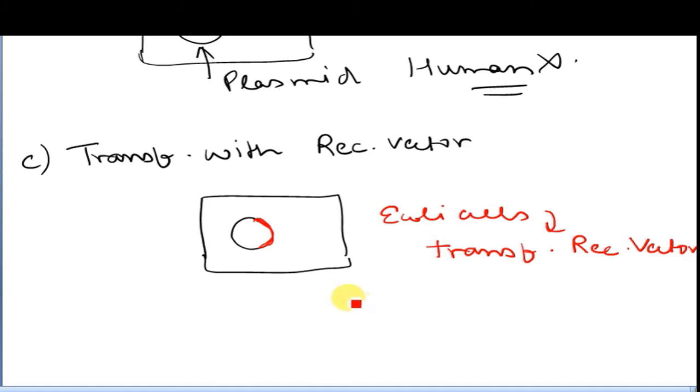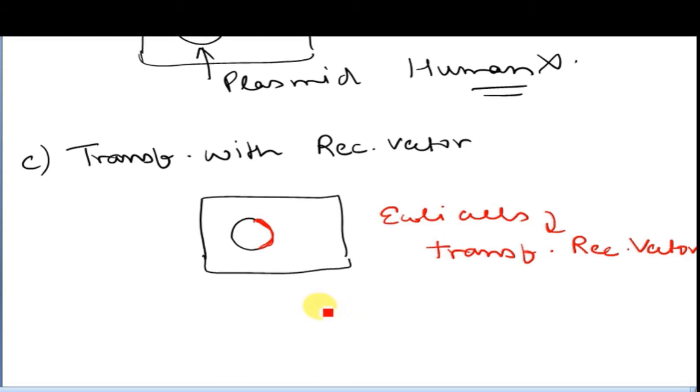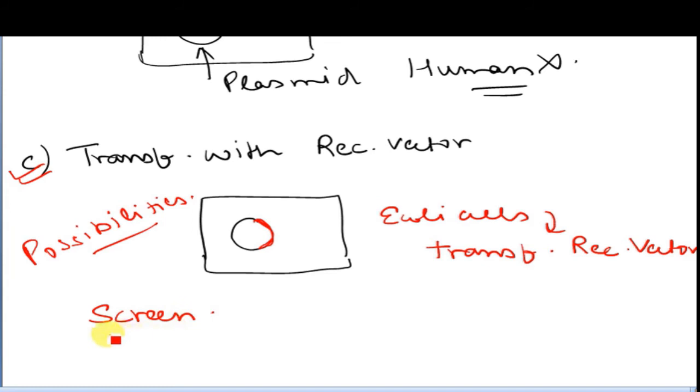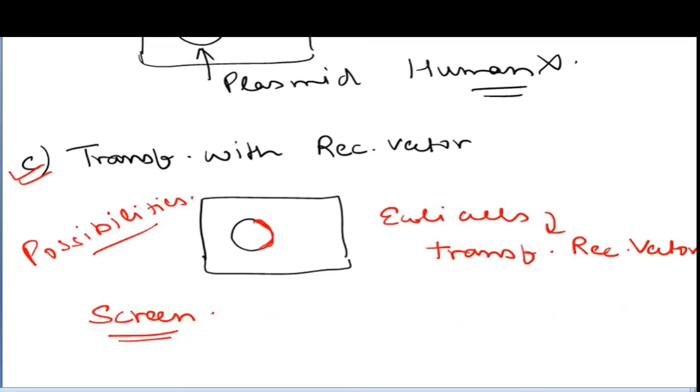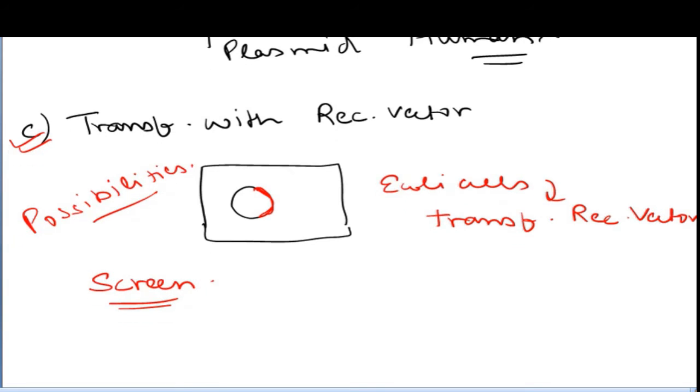Now we have to select that. How can we select amongst these three? I have shown you the possibilities. These three were the possibilities. We need to select or screen the third one. Whether the transformation has taken place or not can be screened by two methods generally. Okay, so let us understand this.